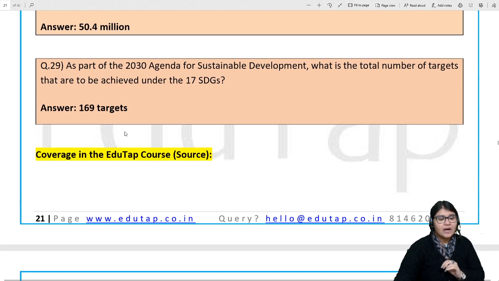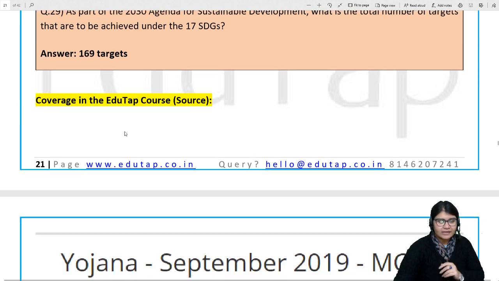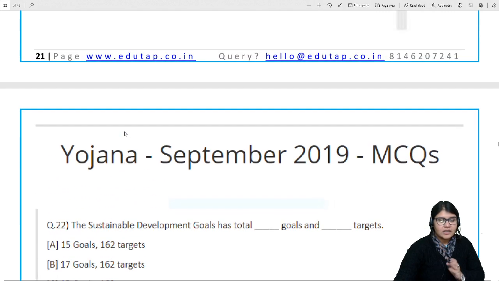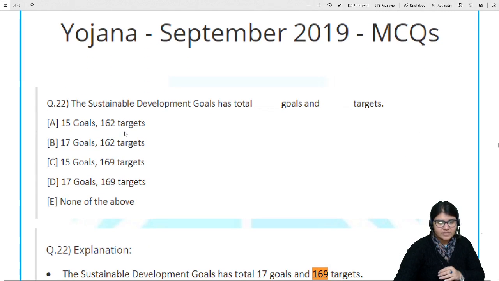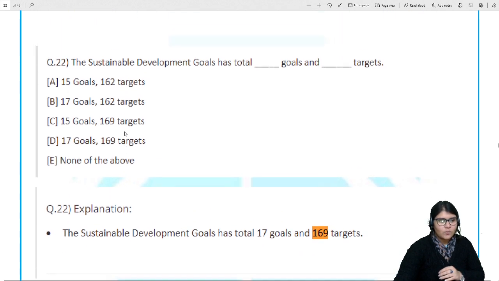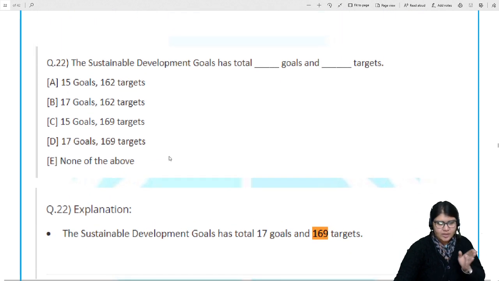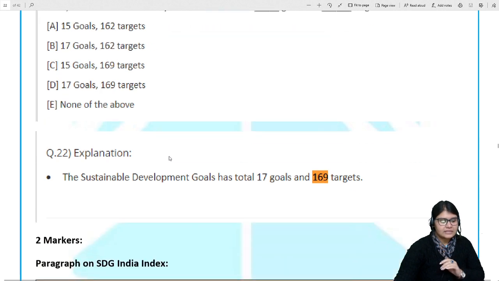Next, as part of the 2030 Agenda for Sustainable Development, what is the total number of targets that are to be achieved under the 17 SDGs? Answer is 169 targets. So again, in the Yojana magazine, the MCQs that we provide in the month of September 2019, we had covered this very clearly regarding the number of goals plus the number of targets.